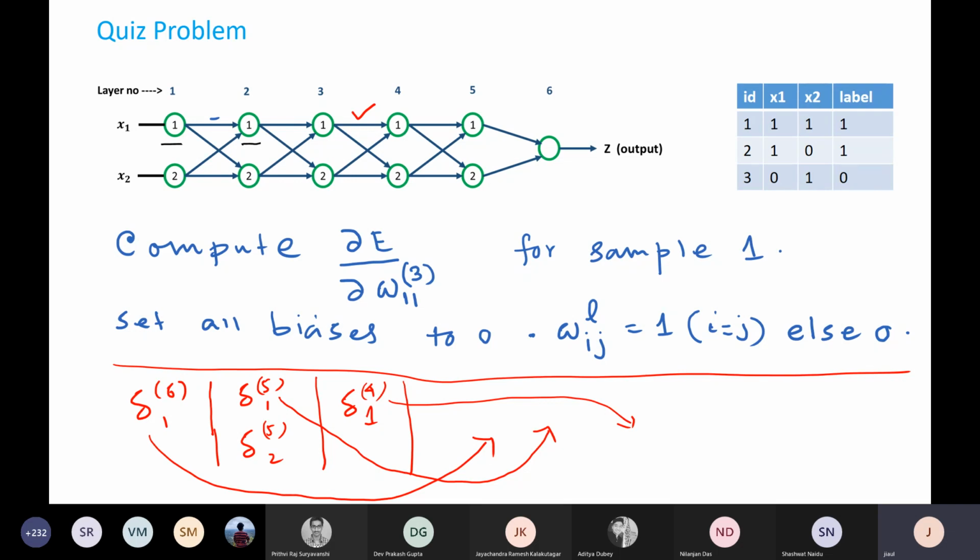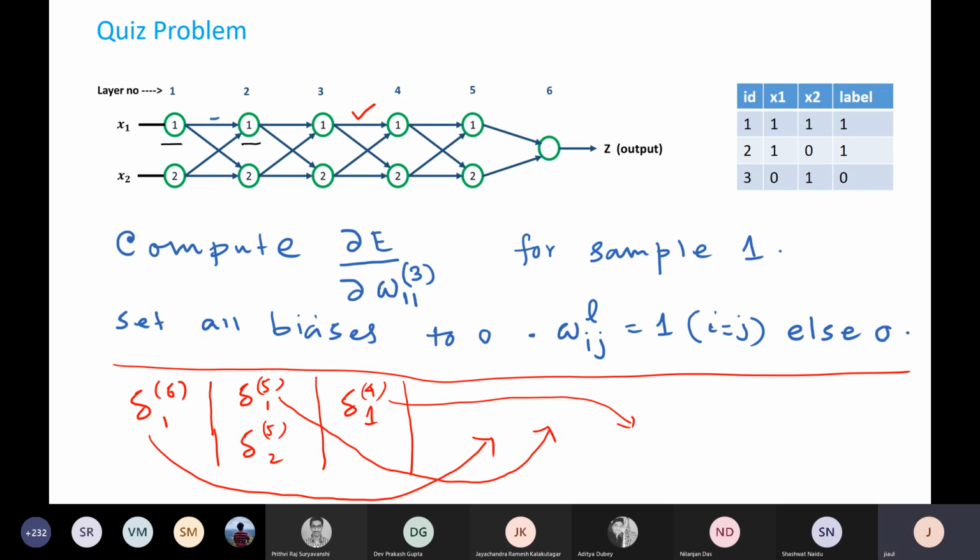Very easily, because the delta of the 6th layer will depend on the output, the delta of the 5th layer will depend on the delta from the 6th layer and the output, and so on and so forth. Everything is available to you. Once you compute delta 6.1, you can very easily compute delta 5.1 and delta 5.2. Then you can compute delta 4.1 using delta 5.1, delta 5.2, these activation values and the derivatives, and so on.